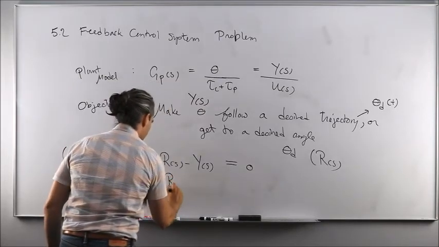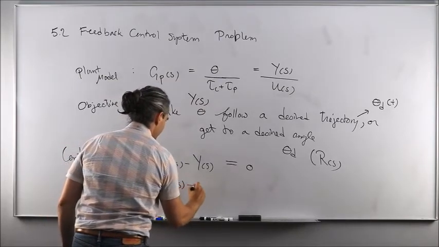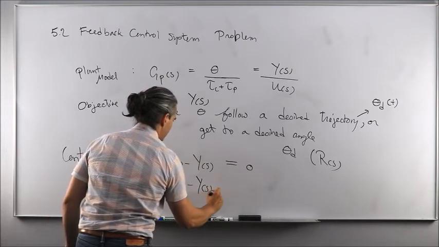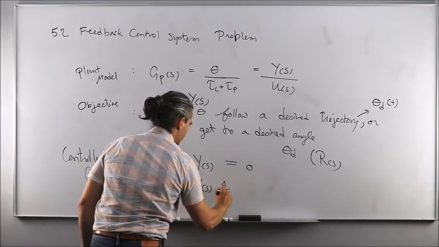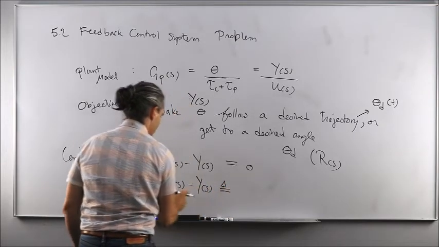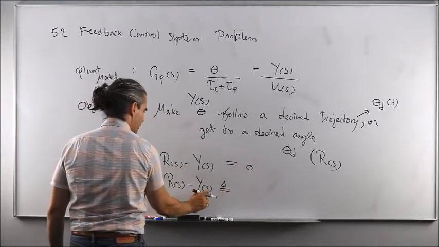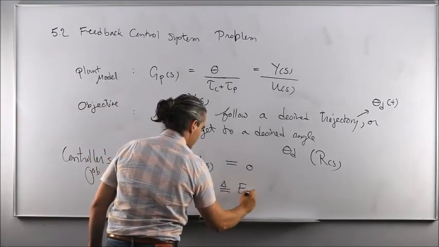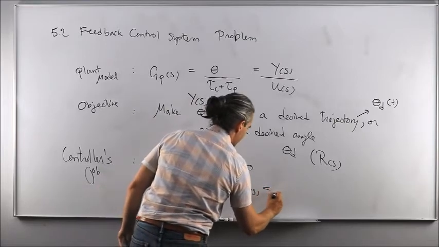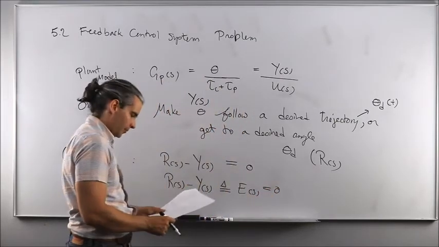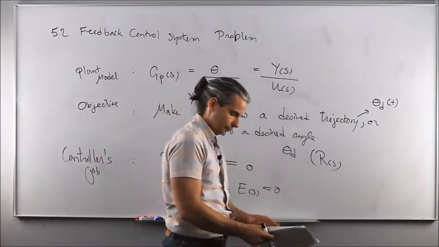Or in other words, we're going to say that the control error, which is equal by definition to reference minus current output and denoted by E of S, has to reach 0. That would be in a perfect world.